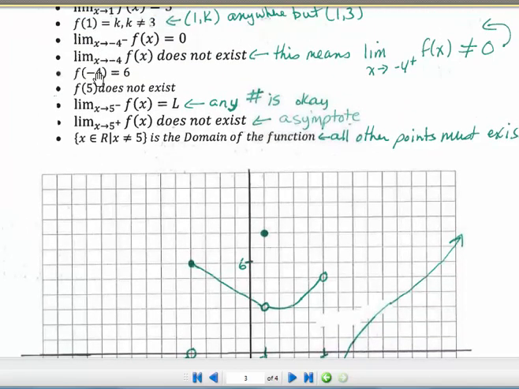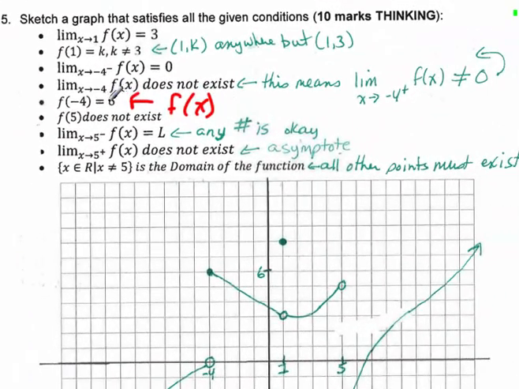Continuing on, x is negative 4, y is 6, so this is just a point. F at x equaling a value tells me that the point negative 4, 6 must be on my graph. And that's what I've got right here.